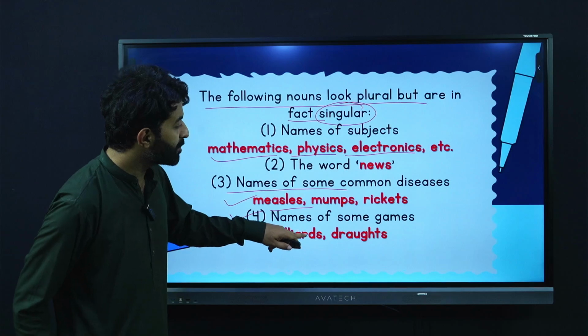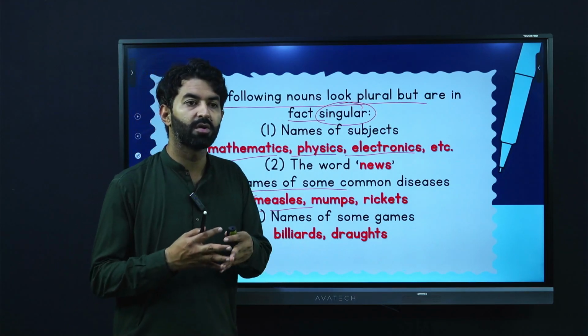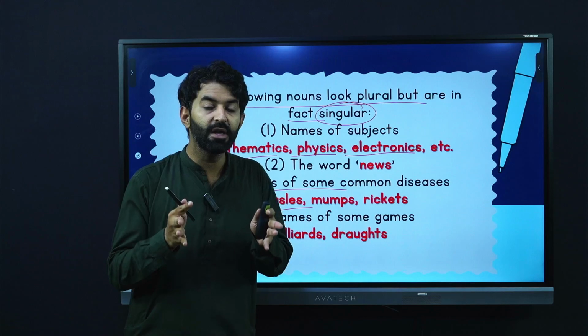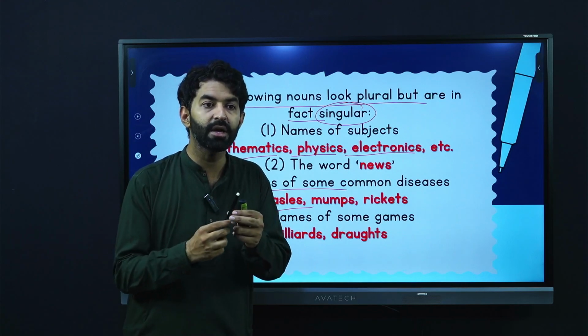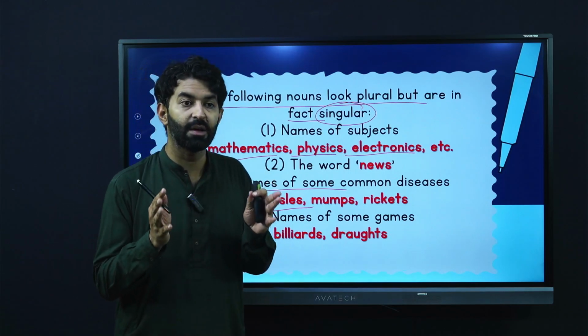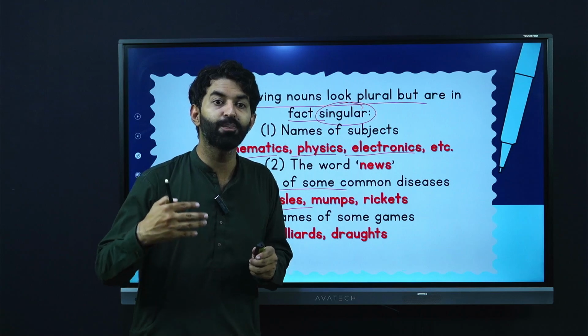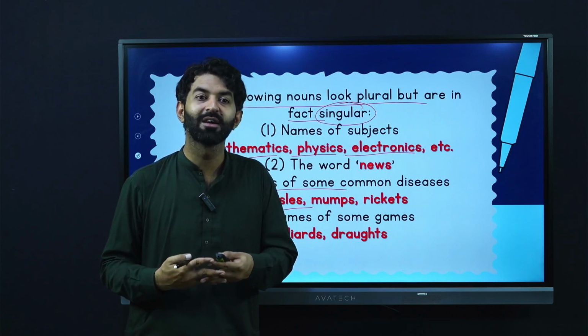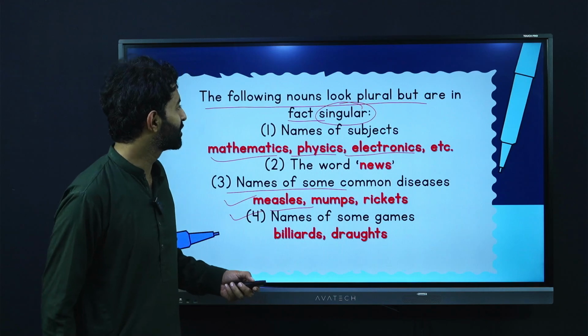There are names of some games like billiards or draughts. So they are already a singular noun. A game is a singular noun. Billiards is the name of a game. So you don't need to make it plural because they are already used in the plural sense.